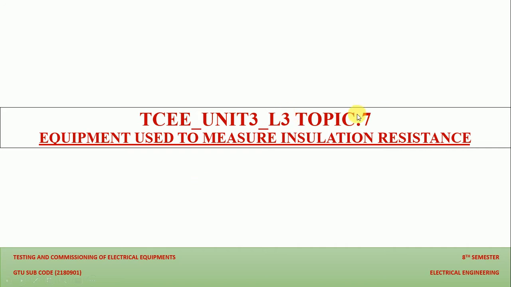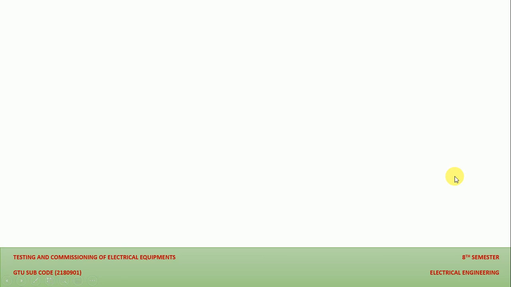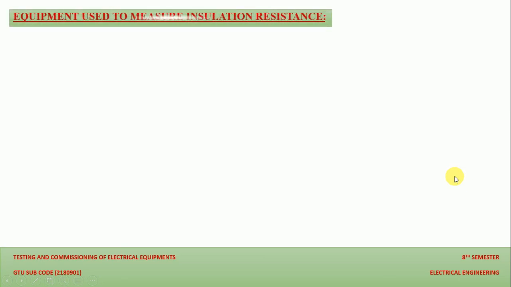And why is this insulation resistance measurement necessary? Basically, insulation provides protection to the conductor, and if we place two conductors near each other, then insulation provides isolation between the two conductors. That's why insulation is necessary. Let us discuss the equipment which we use to measure the insulation resistance of a particular conductor, in detail.